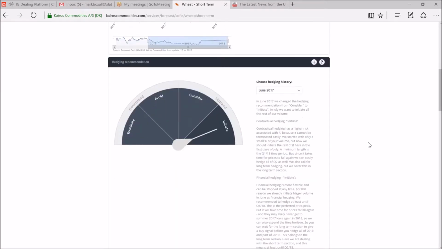If we go down, you find the hedging barometer from Kairos. If the arrow points to terminate, we are in a confirmed downtrend, and you should get out of any hedges. In terms of avoid, the market is about to turn downwards and you should basically do nothing. In terms of consider, you should make preparations for the hedge because an upturn is coming. And to initiate, that means that you should do the hedge because the market is in a confirmed uptrend.